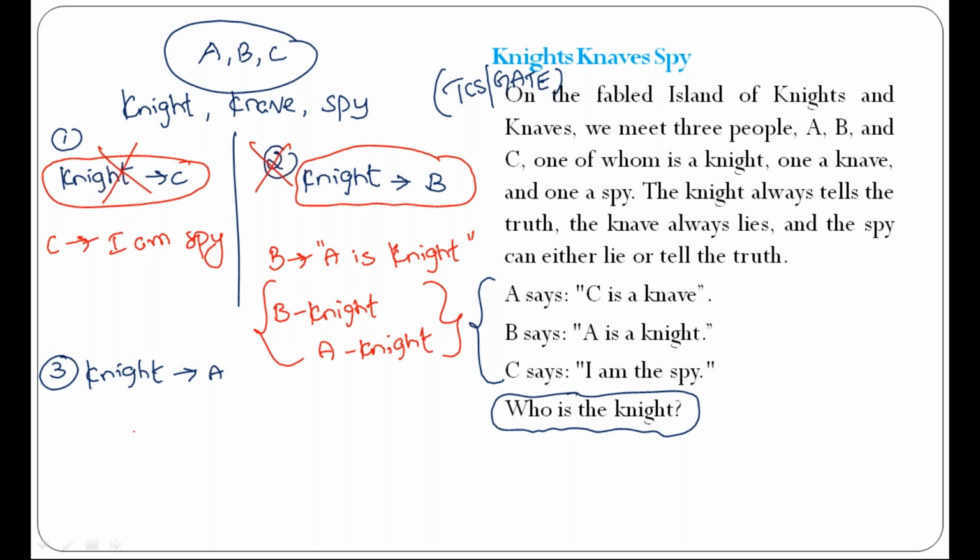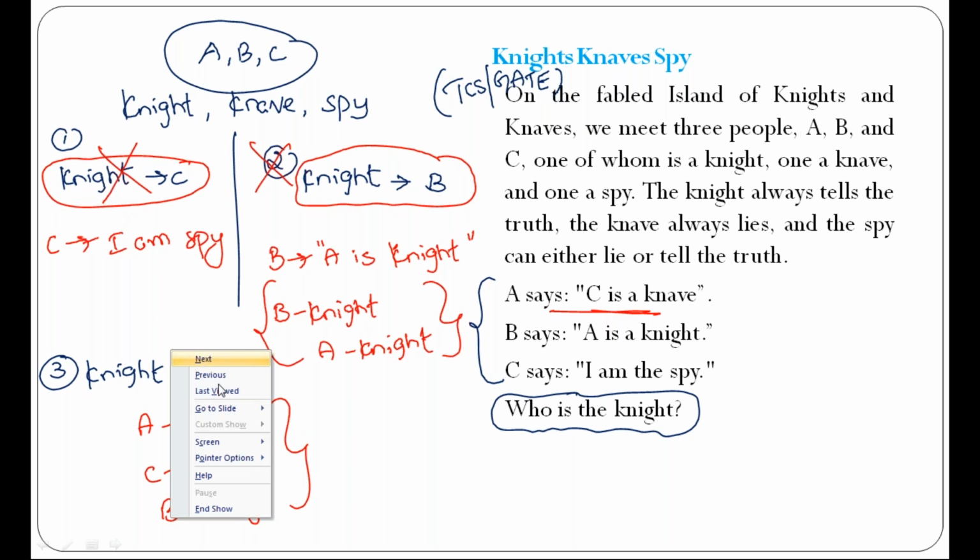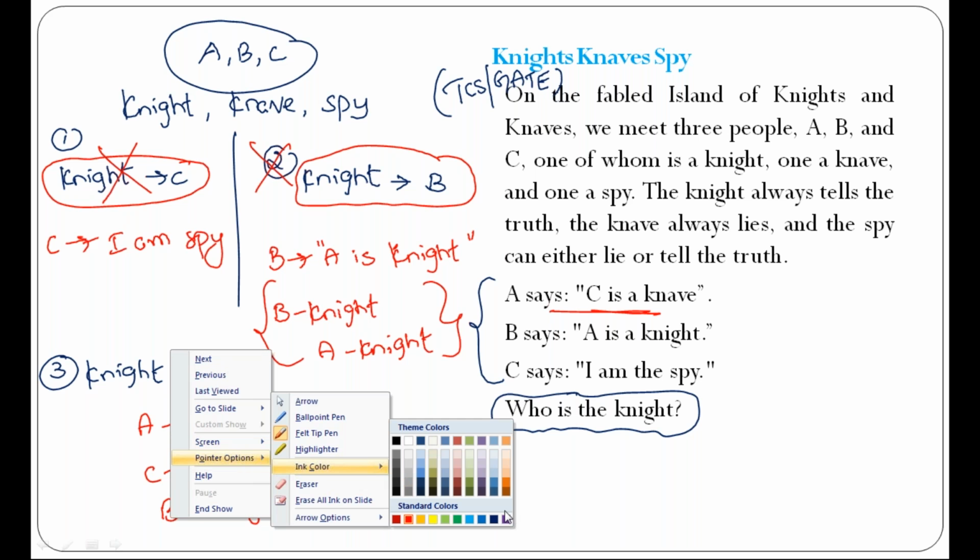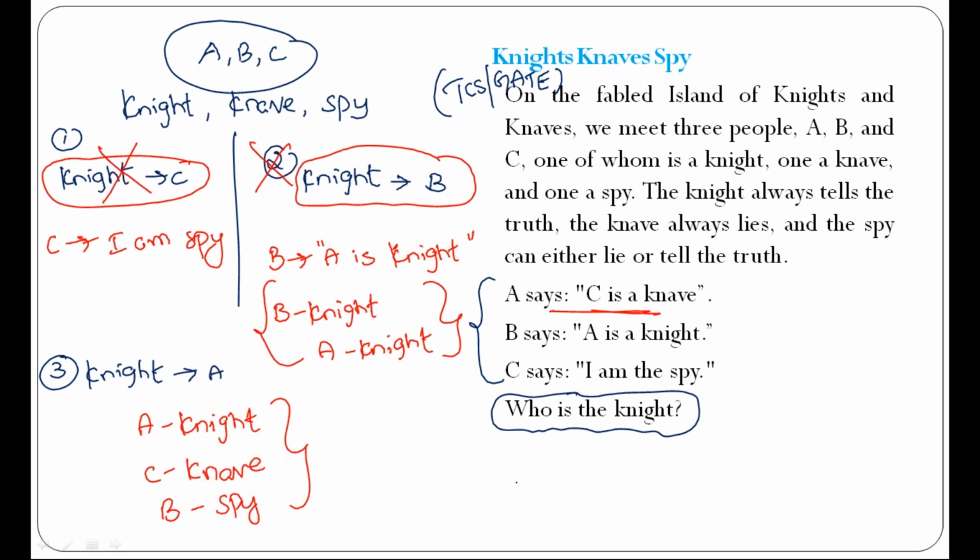Now let's see the third one. If A is knight, the statement given by A must be true. What is the statement given by A? C is navy. If C is navy, I can consider B is spy. Done, chapter closed. So here, A is knight, B is spy, C is navy. One person is knight, one is navy, one is spy.